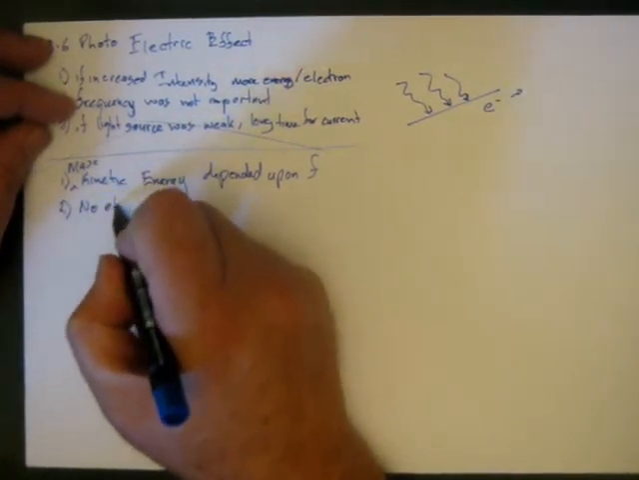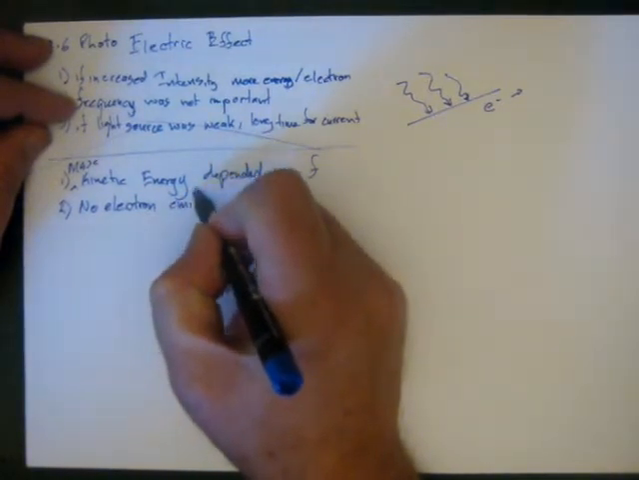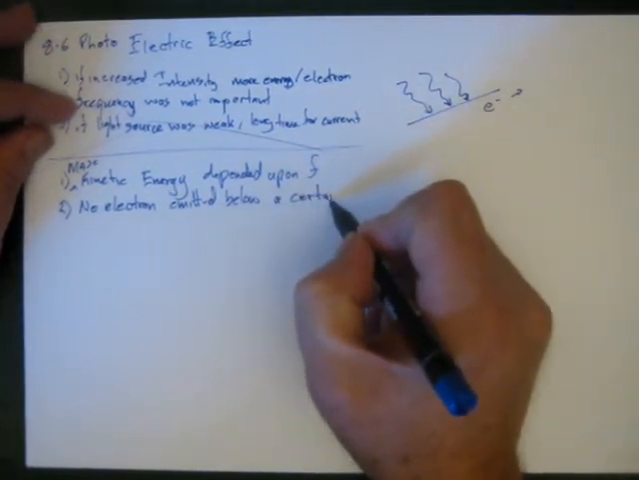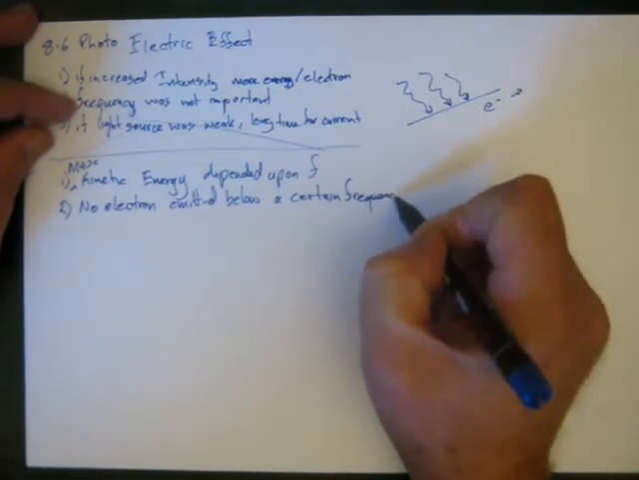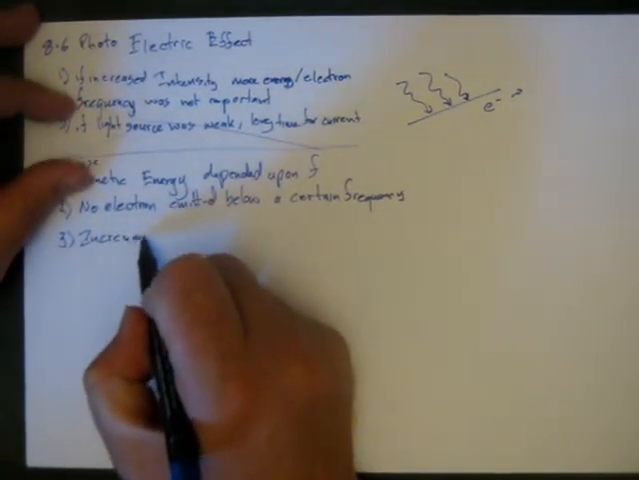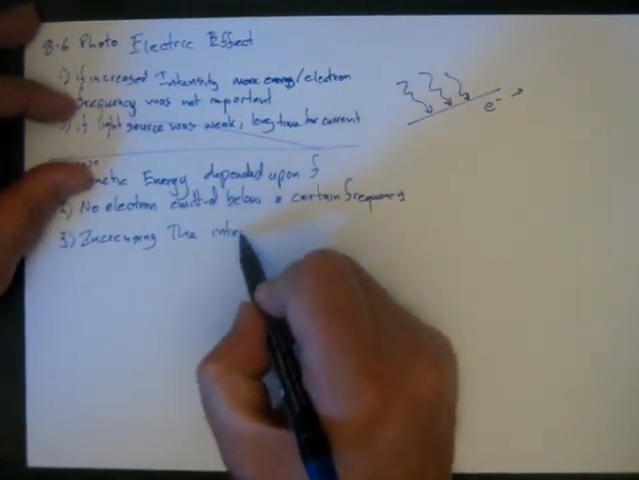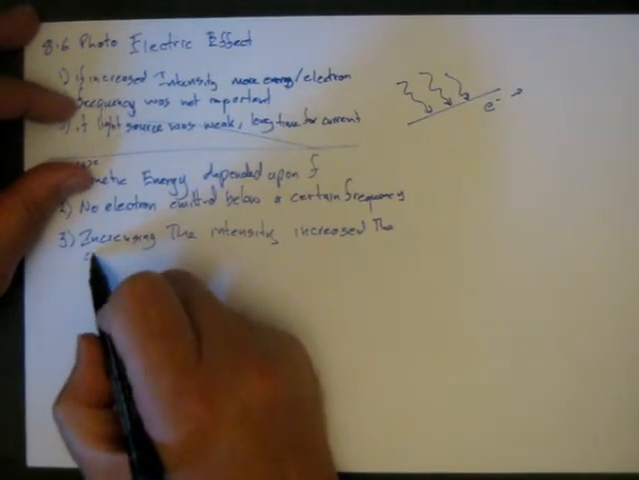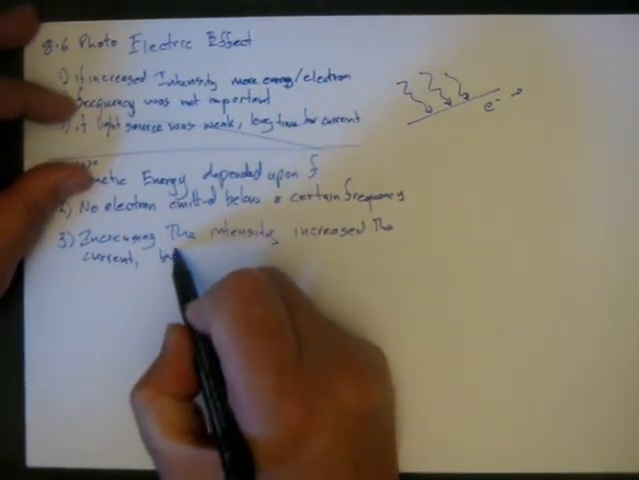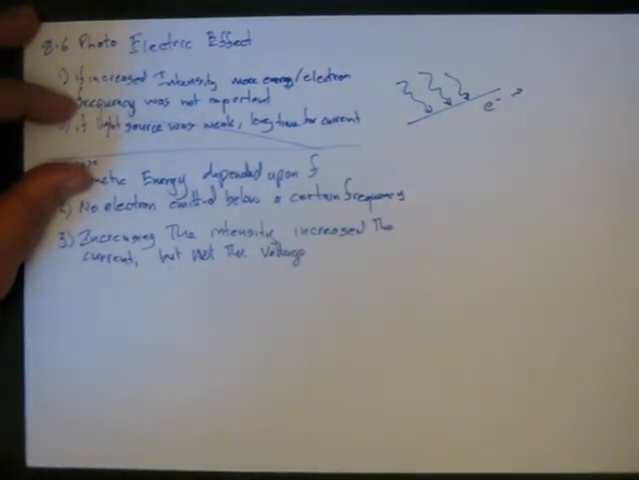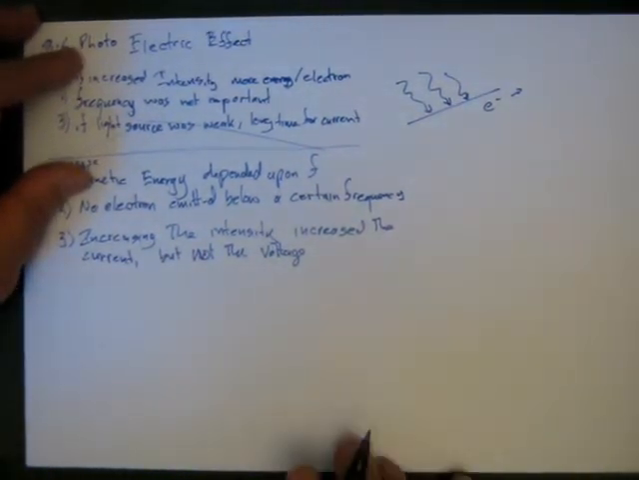No electrons were emitted below a certain frequency, and we call that the cutoff frequency nowadays. What else did we know? Increasing the intensity, increasing how bright the light is, increases the current. So it increases the number of electrons being knocked off, but not the voltage. And remember, the voltage is how much energy each electron has. So if you shine a bright light on there, it increases the current, the number of electrons being knocked off, but not how much energy each electron has.